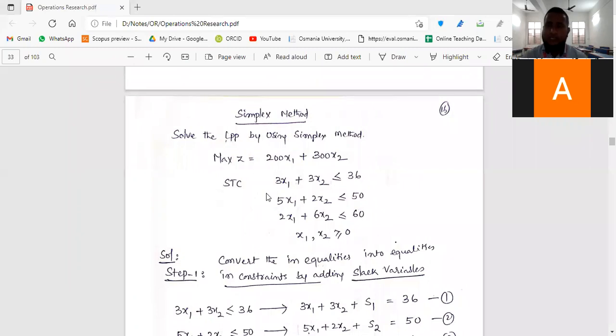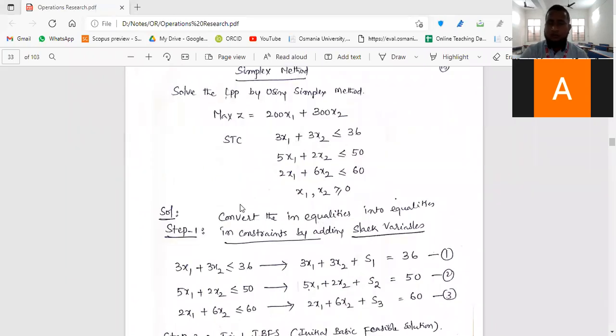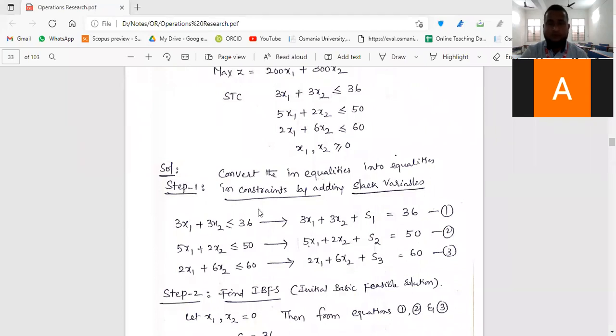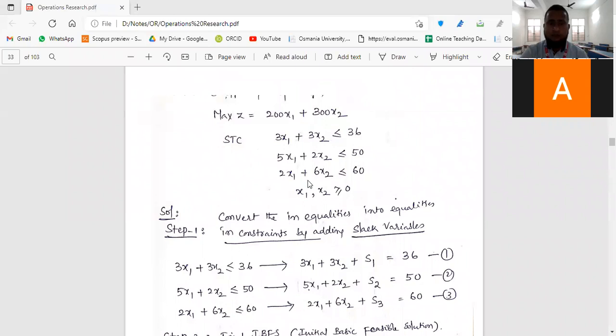We will just assume x1 and x2 values as 0, and we will find out the coordinates. The same values we will locate on the graph, and you will find out the feasible region. But here it is a little bit of advancement to the graphical. So we need to follow certain steps to solve the problem. The first one is what? We have to convert the inequalities into equalities in the constraints, right?